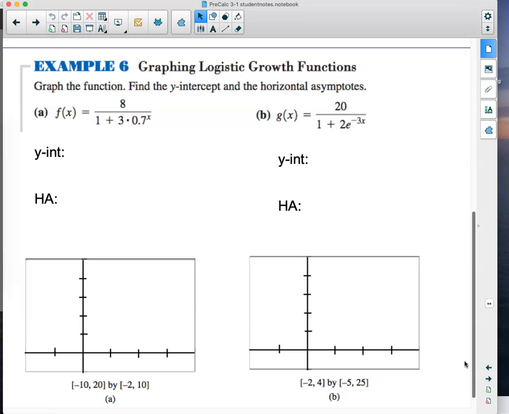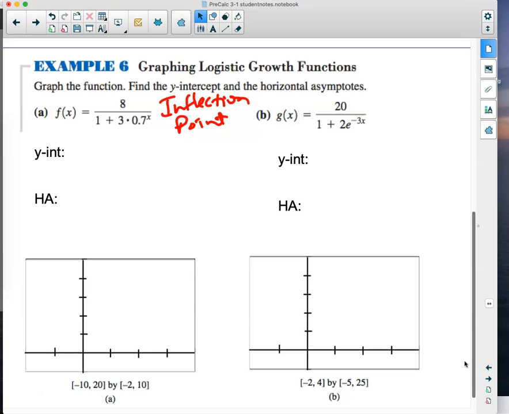So graphing logistic growth functions, we graph the function, find the y-intercept and the horizontal asymptotes, but we also want to focus on that point of the greatest amount of growth, which is the inflection point. That's going to be something that helps us graphically and in answering questions about when the greatest growth is happening.